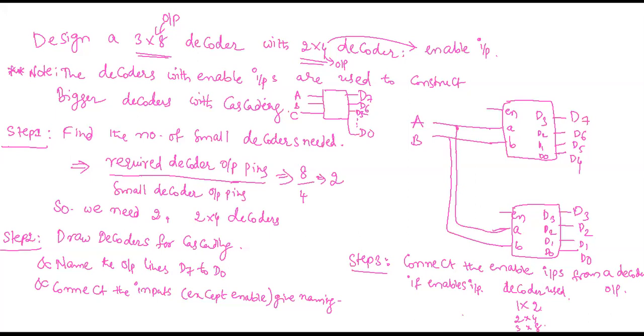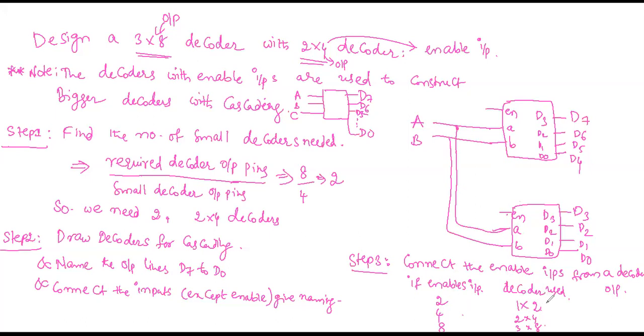Okay. If the enable inputs are 2, use 1 by 2 decoder. If 4, use 2 by 4 decoder. If 8, use 3 by 8 decoder. Here, how many enable inputs are there? We need to address 2 enable inputs. So, 2 enable inputs are there.